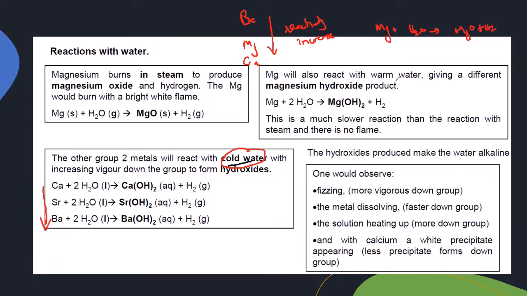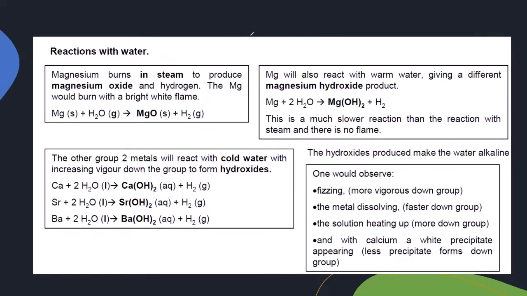Magnesium also reacts with warm water, and if it reacts with warm water it produces magnesium hydroxide. This is a much slower reaction than the reaction with steam, so there is no flame here. Beryllium does not react with normal water, warm water, or even steam. So as we go down, the reactivity is increasing.